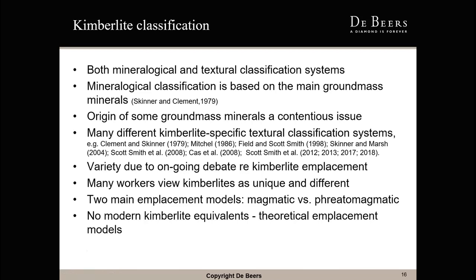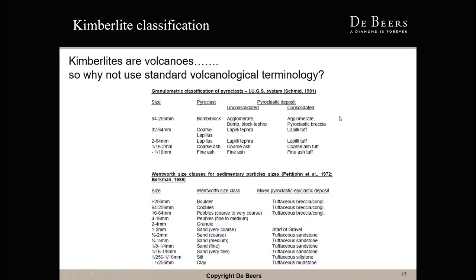Right, there we are. So basically, we said that there's ongoing debate around the kimberlite emplacement, and as a result of that uncertainty, there's a lot of different and diverging opinions on some of these classification techniques. There are basically two main emplacement models, the magmatic versus the phreatomagmatic, and we'll have a look at each of them individually quickly, just to set the scene. However, before we get there, essentially kimberlites are really volcanoes.